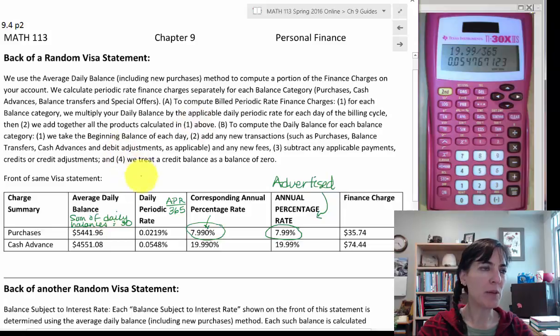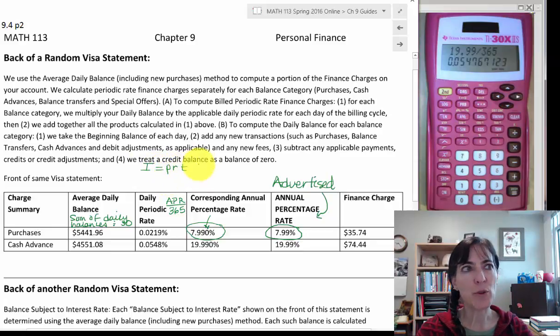Remember that interest equals principal times rate times time. That comes in very handy here on a credit card. And if we're doing everything in terms of days instead of years, if we use our principal, which would be the average daily balance, and we use a rate, which is a daily periodic rate, and then the number of days, then it'll work out. So everything in terms of days, which is not how we usually use this formula, but for credit cards, this is what they do.